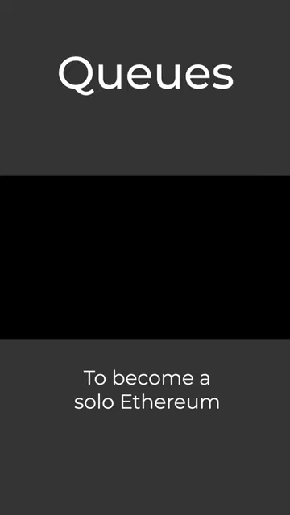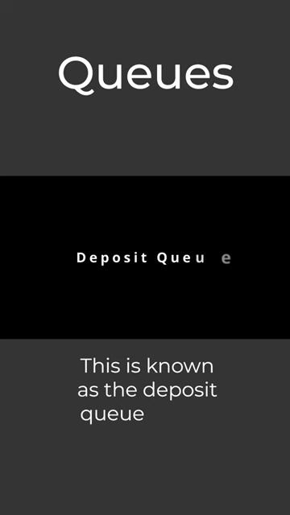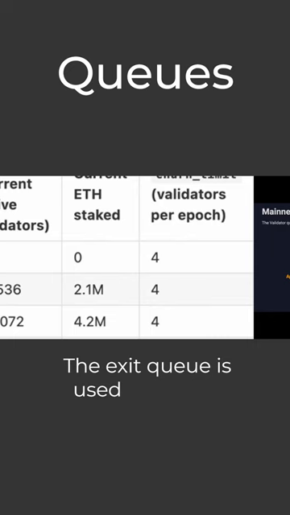To become a solo Ethereum validator, it's necessary to deposit 32 ETH and go through a queue until the validator is activated. This is known as the deposit queue. On the other hand, to exit and withdraw, the validator will have to signal their intentions to leave the network and go through an exit and withdrawal queue.